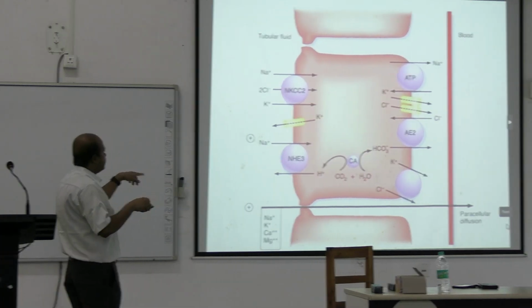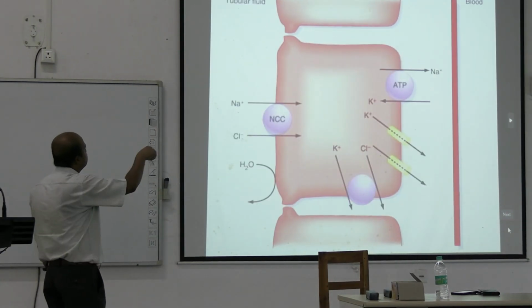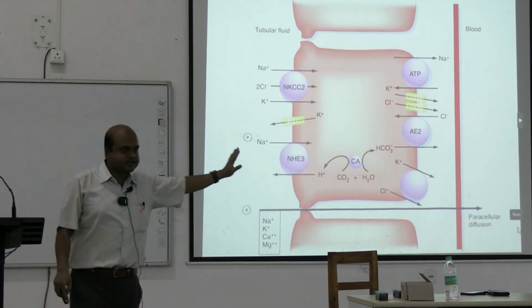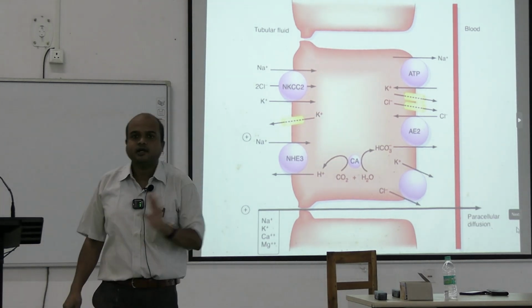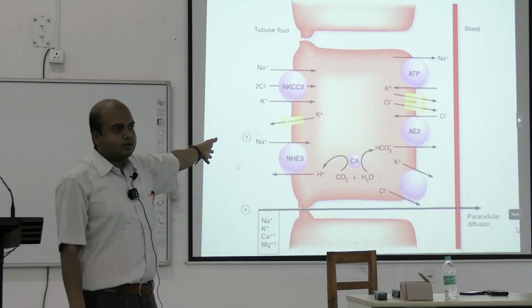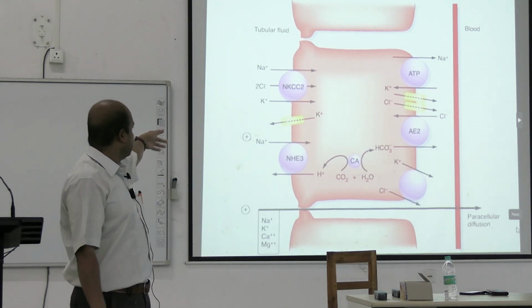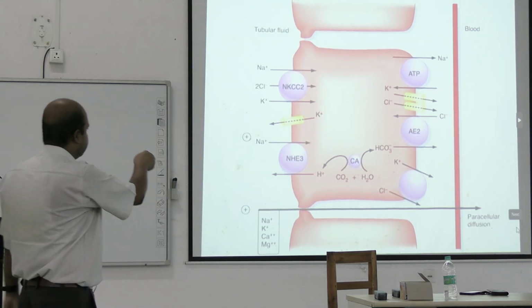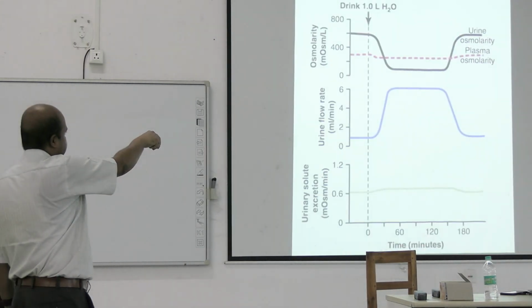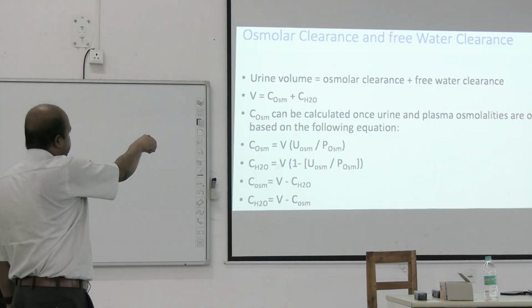So this is in the early distal tubule, this is the thick ascending limb. This is reabsorption and secretion, which have been discussed. Reabsorption and secretion, thick portion of the ascending limb. So this was the summary. That's okay, we are coming to it.